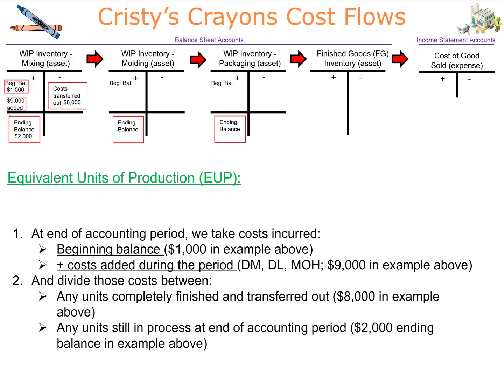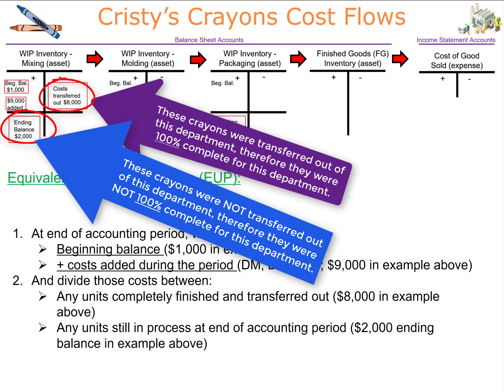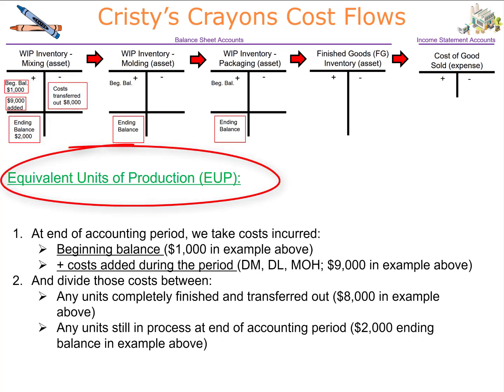So when we calculate the cost per crayon of the finished crayons transferred out, the $8,000 shown in our example, we have to keep track of those crayons separately from the crayons that are partially completed, the $2,000 ending balance in our example, because the partially completed crayons are not 100% complete. They could be 10% complete, 60% complete, 95% complete, etc. So we can't simply take the $8,000, add it to the $2,000, and then divide by the number of crayons. Instead, we have to use the concepts of equivalent units of production.